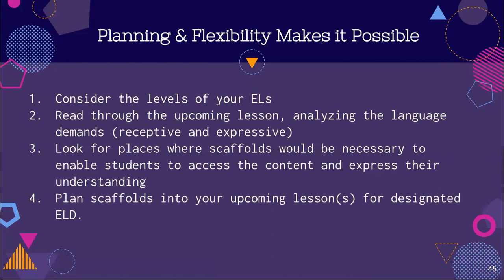And we need to be able to know where we're headed with that so we can backwards map the instruction that they need that will take them into the content. So what language will they need ahead of reading Amelia Earhart's Final Flight so that they can access it and then finally be able to produce the writing at the end or whatever their expressive task is. So we have to look for those places where scaffolds would be necessary to enable the students to access the content and express their understanding, and then plan the scaffolds into the upcoming lesson or lessons for designated ELD.